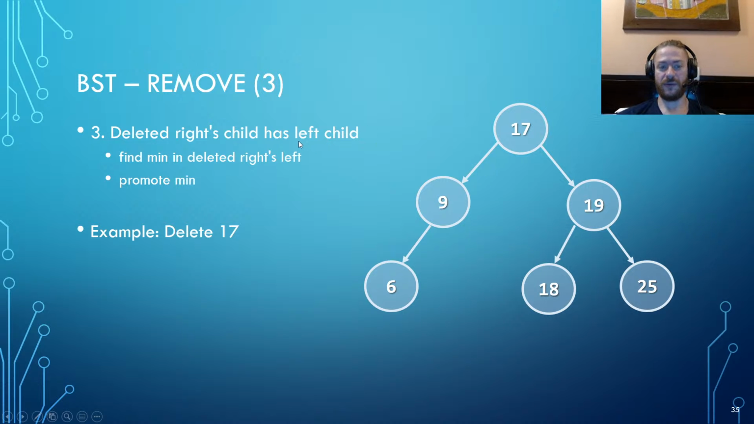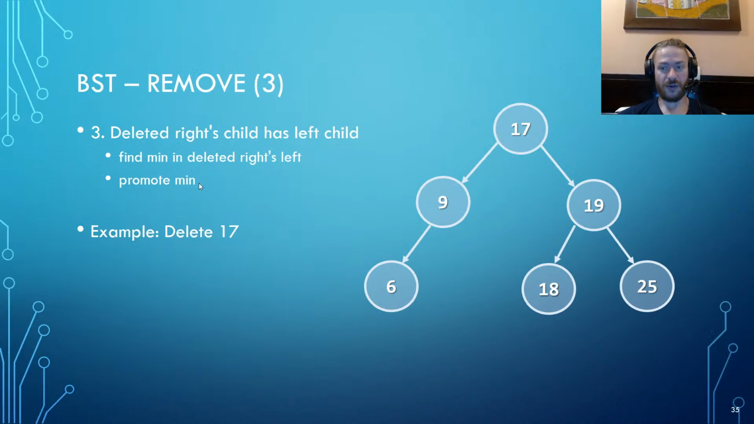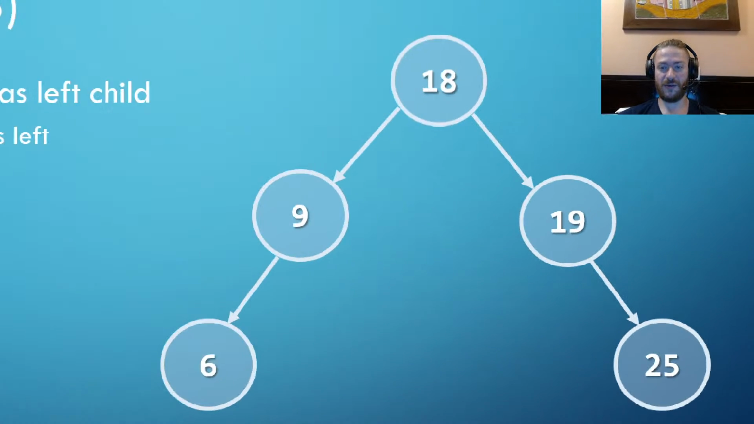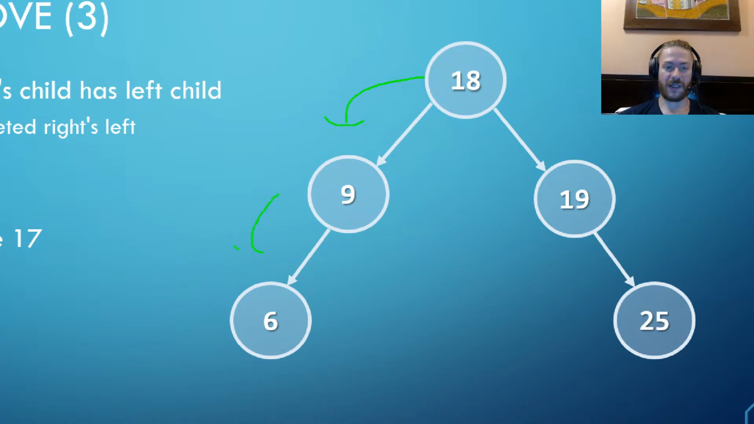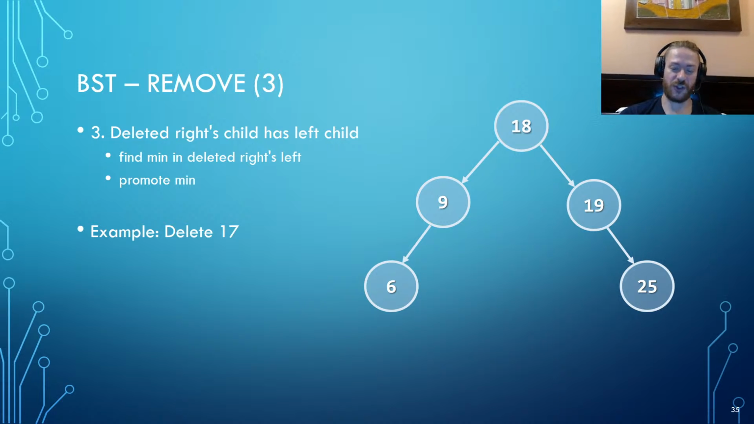Well, what we need to do is find the minimum in the deleted node's right subtree's left side. So if we delete 17, what we need to do is find the minimum on the right's left and promote that. And still we have a perfectly balanced, perfectly ordered binary search tree. Of course, you can promote different nodes with more operations, but these are the most efficient.